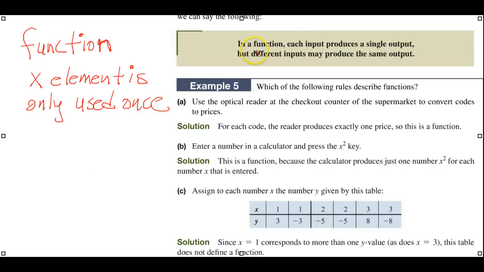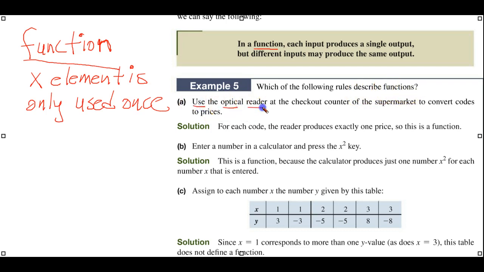Now, in a function, the x element is only used once. And this is what they're sort of saying here. I like it this way. If the x element is only used once, then what you have is a function. Now, which of the following rules describe then a function?